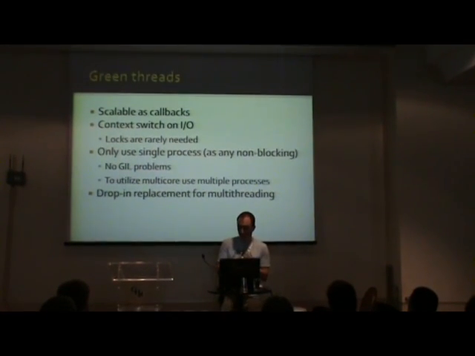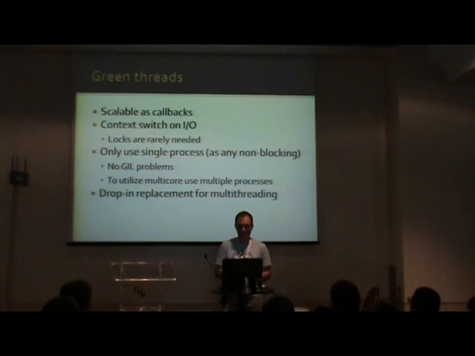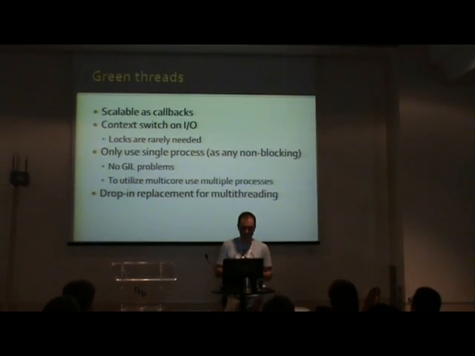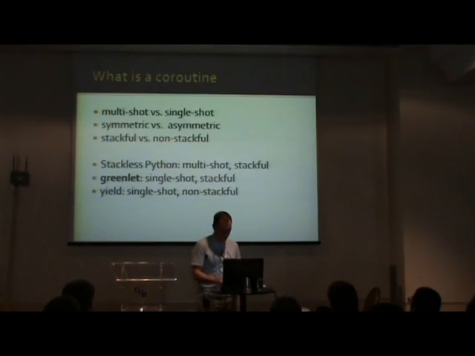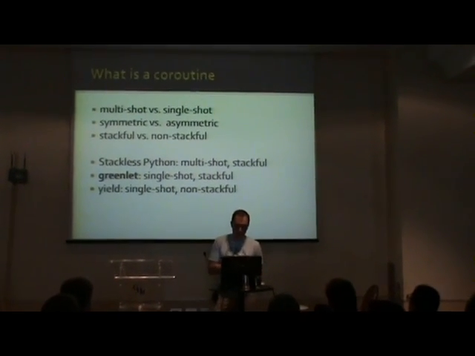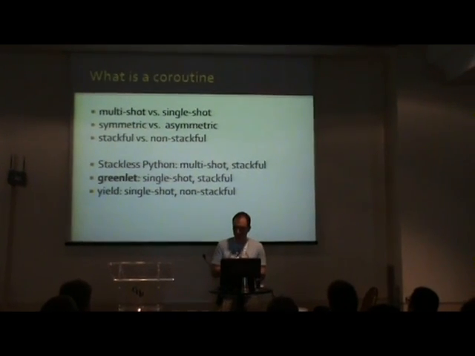So what Gevent offers you is a sort of mix of the two approaches, with benefits of the two approaches. The green threads are scalable as callbacks, but they switch context only at I/O points. These are cooperative threads. That means that you can avoid locks most of the time, you don't have queue problems, and you can even use it as a drop-in replacement for your multi-threaded application. And that was the coroutine support.